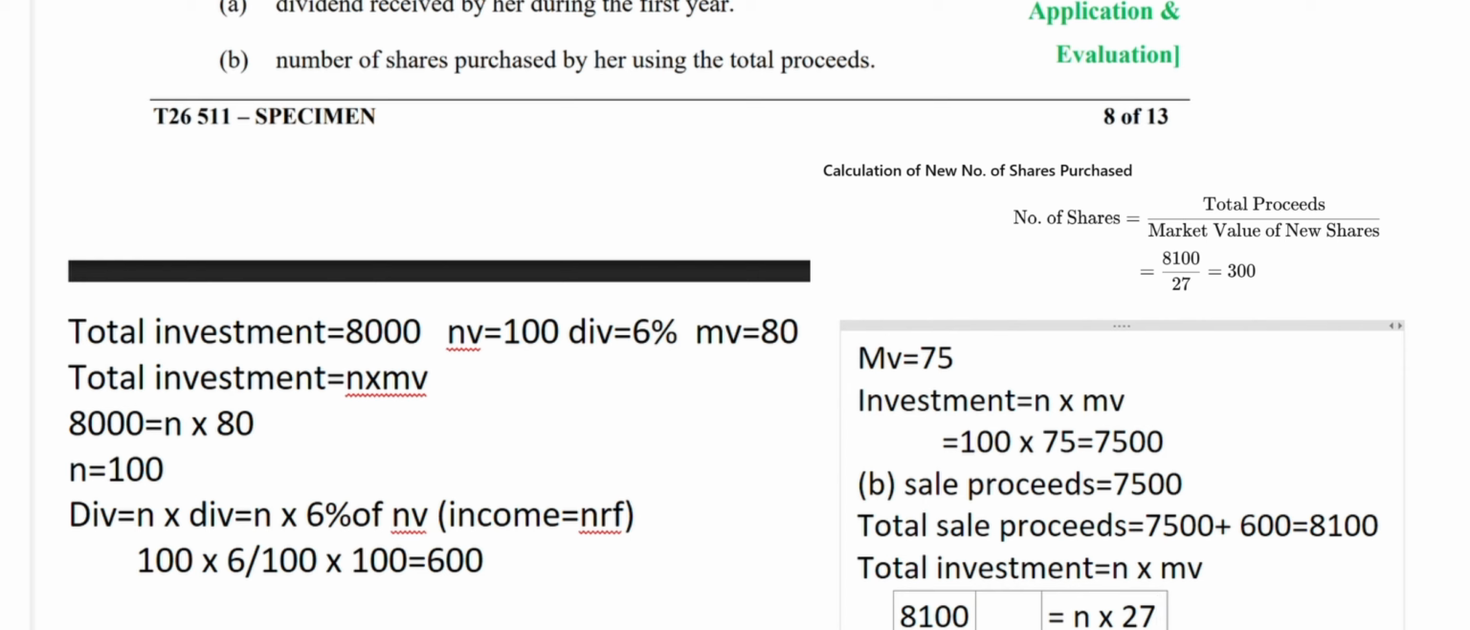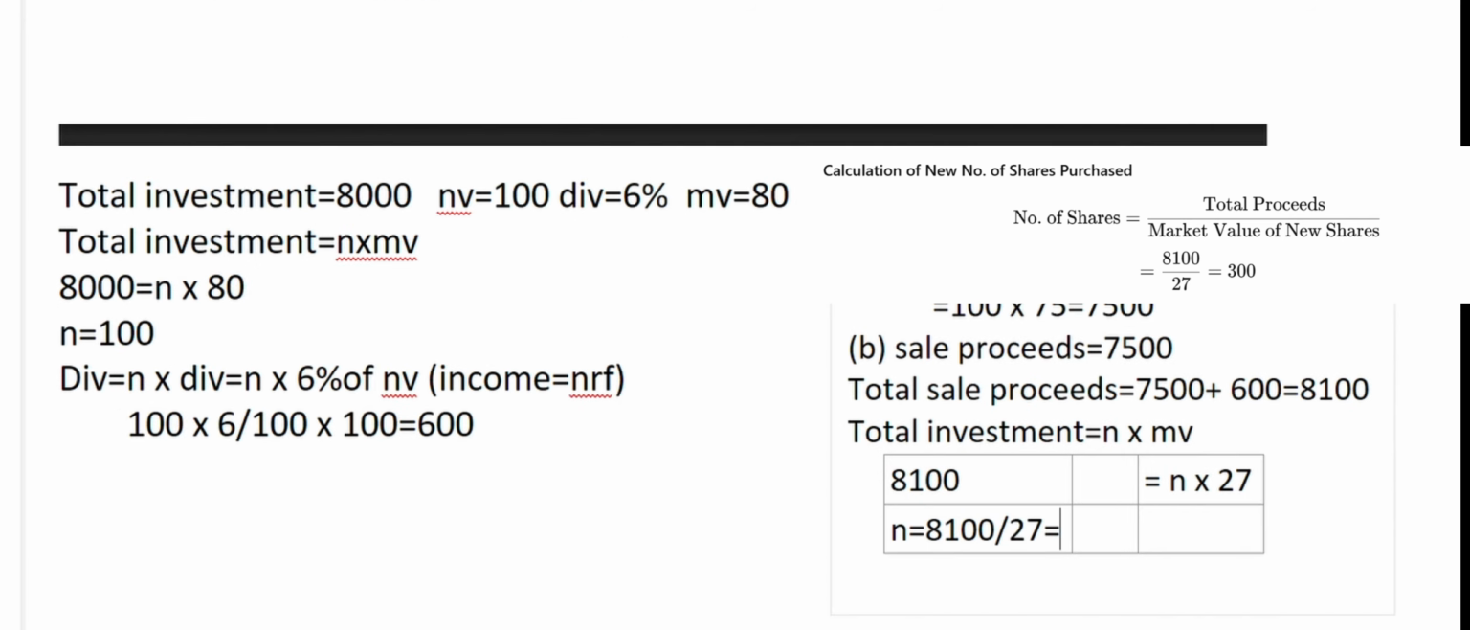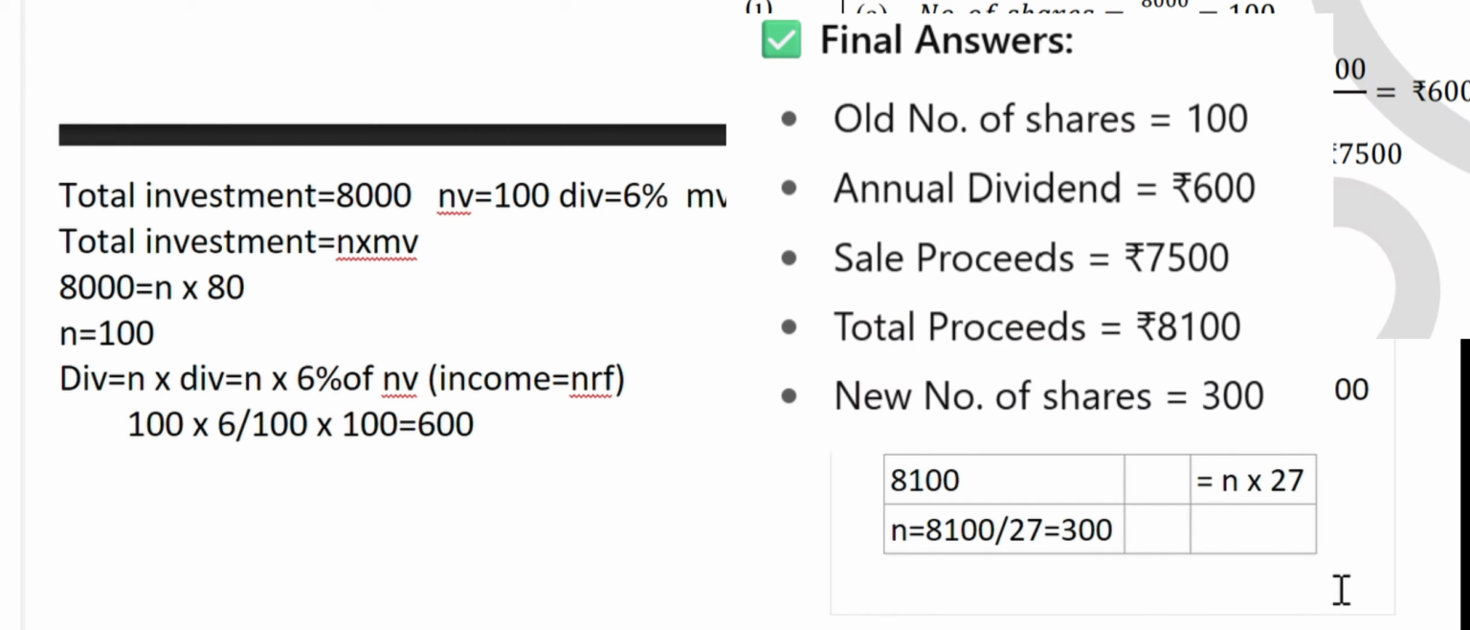So N equal to how much? N equal to 8100 divided by 27, that is equal to 300. So number of shares equal to 300. That is the number of shares.